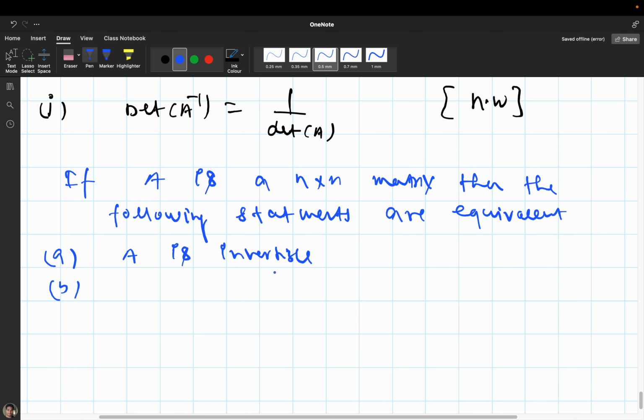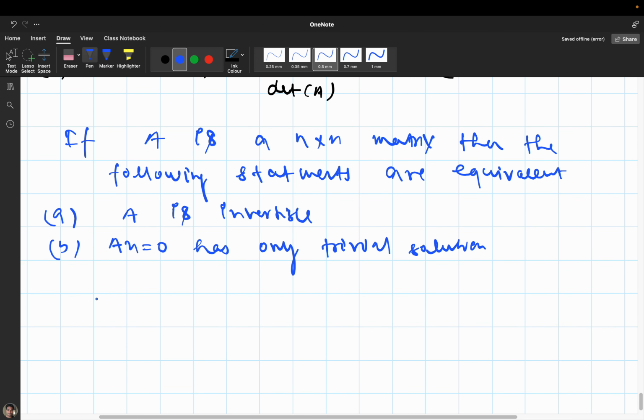If A is invertible, which means that Ax equal to 0 has what kind of solution? Unique. That is fine. What is that particular name? Trivial solution. Whatever I am writing, all these statements are equivalent, which means that if Ax equal to 0 has only the trivial solution, then A is invertible. If A is invertible, then Ax equal to 0 has only the trivial solution.